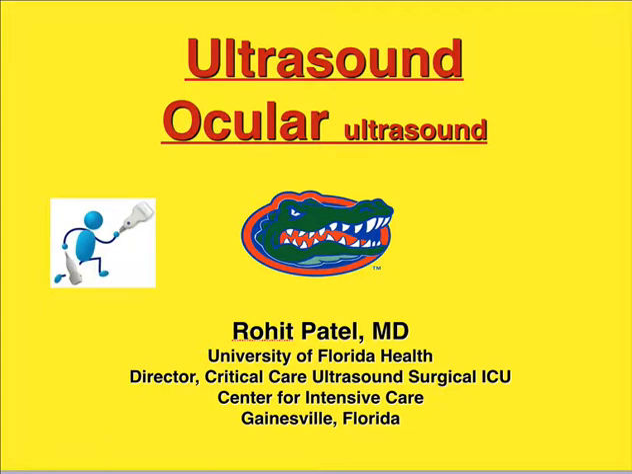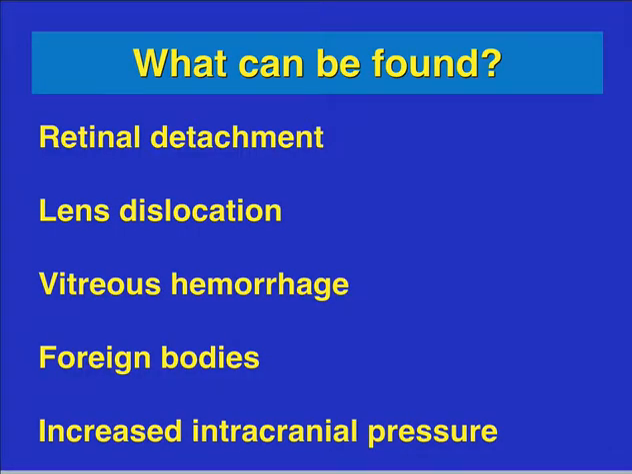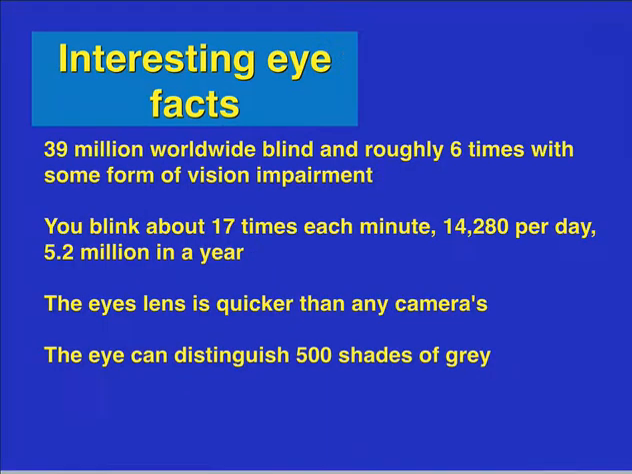So this lecture is on ocular ultrasound and how it pertains to emergency medicine and critical care. So what kind of things can be found? Retinal detachment, lens dislocations, vitreous hemorrhages, foreign bodies, and evaluation for increased intracranial pressure.